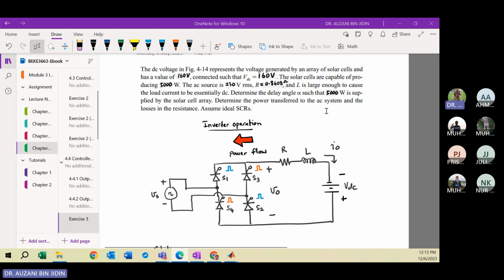Okay, remember for the inverter operation, you must set the polarities like this. The positive at the bottom, the negative must be at the top. The DC voltage here is positive 160 volt.